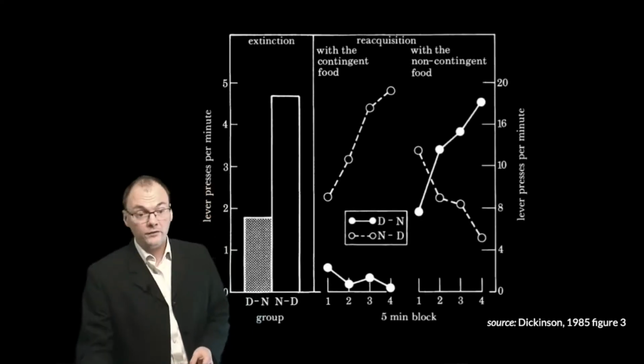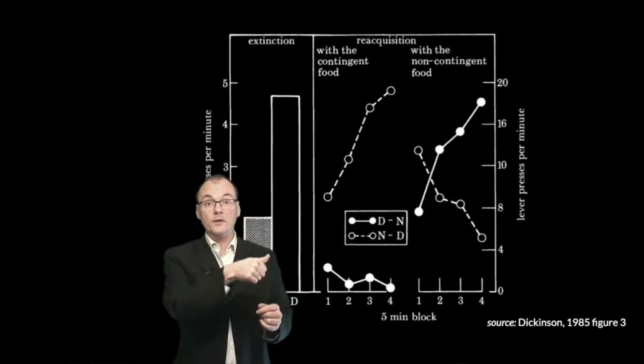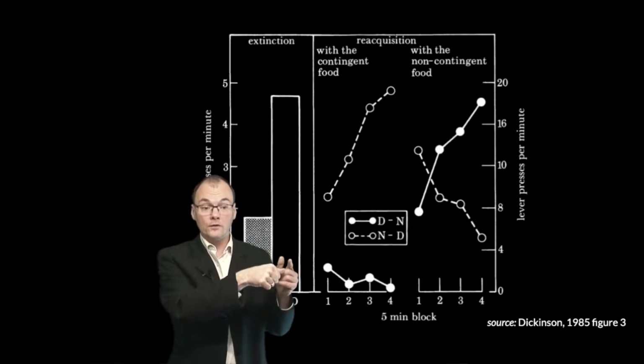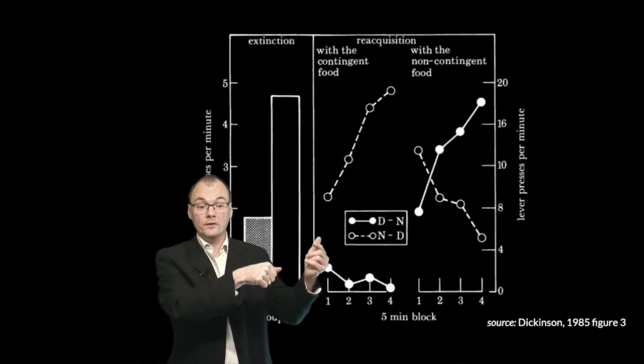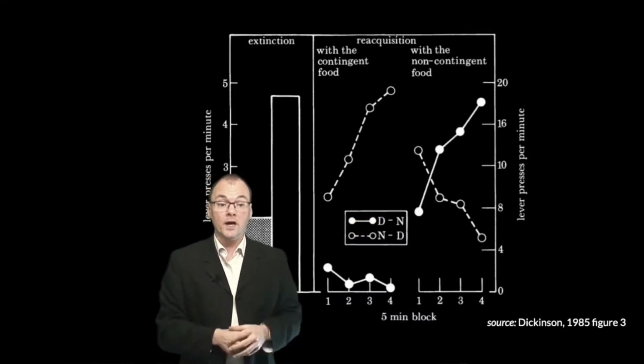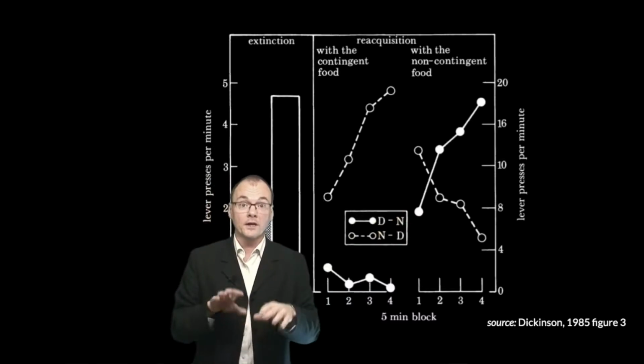By contrast, if we do something a bit different, and we now rig up the lever so that it dispenses the food that for the first group of rats was not devalued, but was devalued for the second group of rats, we get the opposite pattern in reacquisition. So this group of rats now is really friends with the lever. They want to press that lever, right?